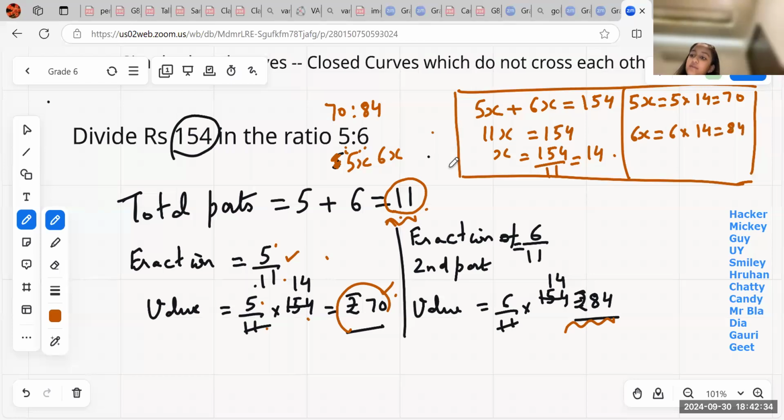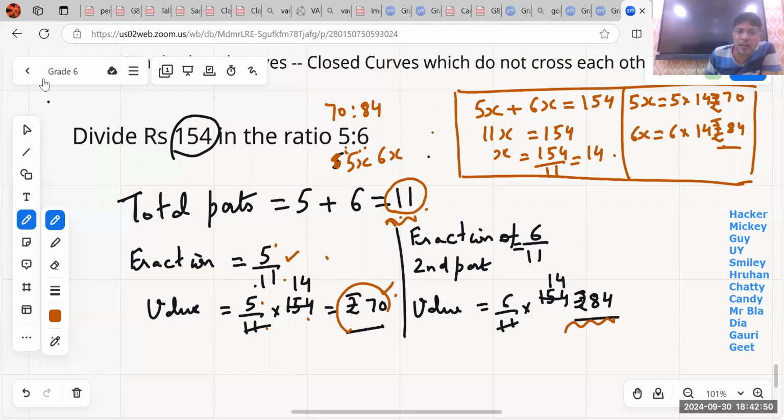Sir, so we will simplify 70 and 84. Why will you simplify, beta? If you simplify, you will get the same 5:6 back. Can you wait a minute, sir? Can I note this down? This is the division of 154 in the ratio 5:6.